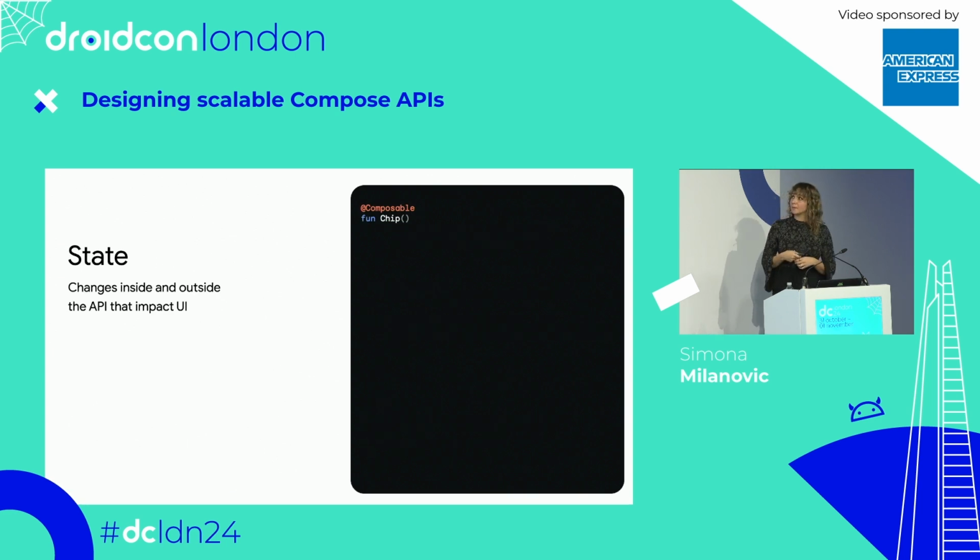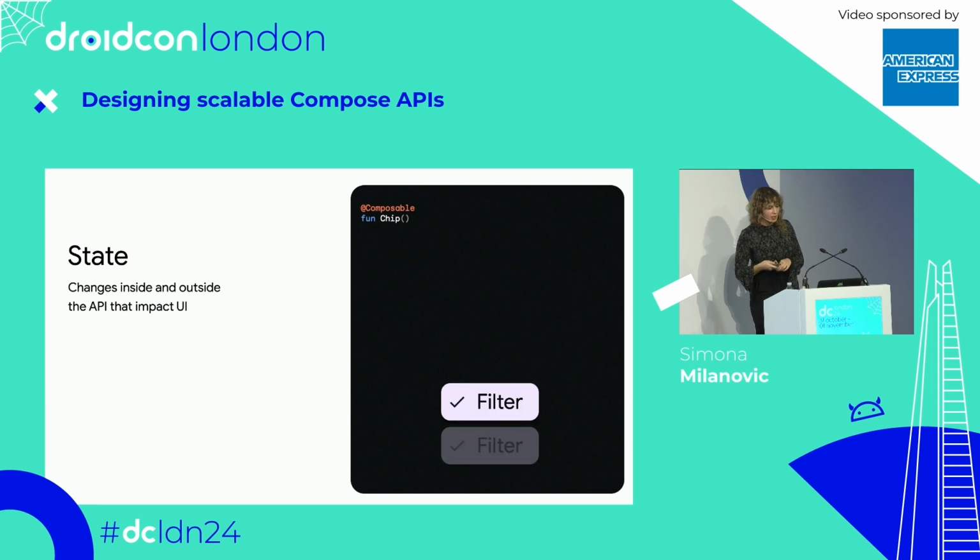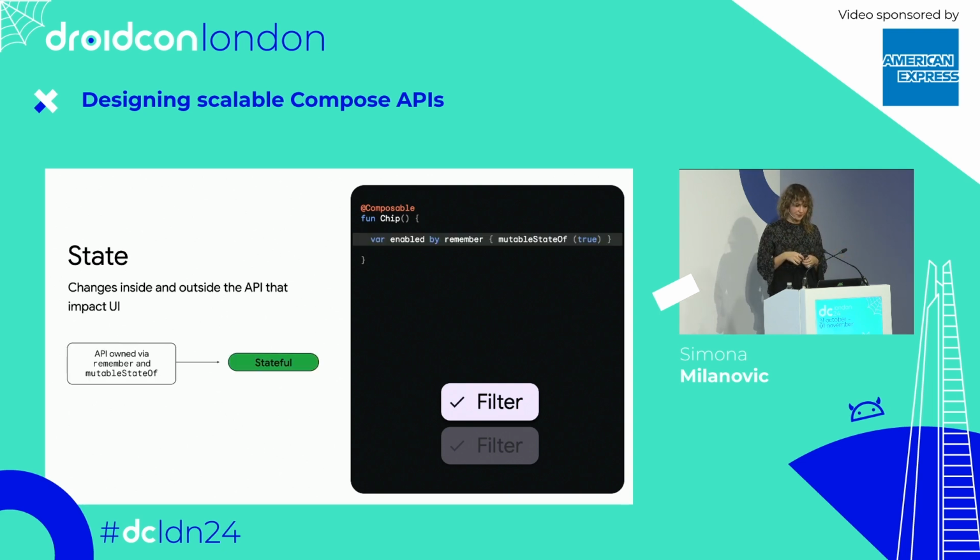The chip API now has a relevant name, which is carefully defined alongside the inputs and the styling and nested content. But we also need a mechanism in place that is going to manage the changes that are happening inside and outside of the component. And this is where state comes in. We needed the chip composable to have an enabled and a disabled state, a property that can be changed very frequently and impacts the UI a lot.